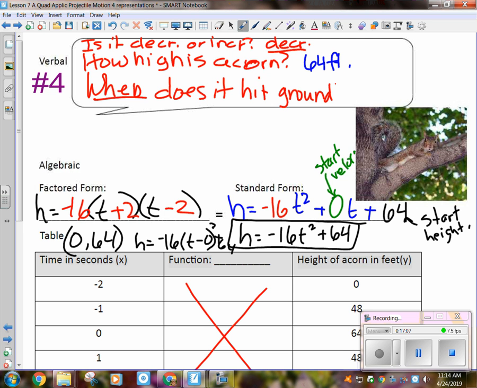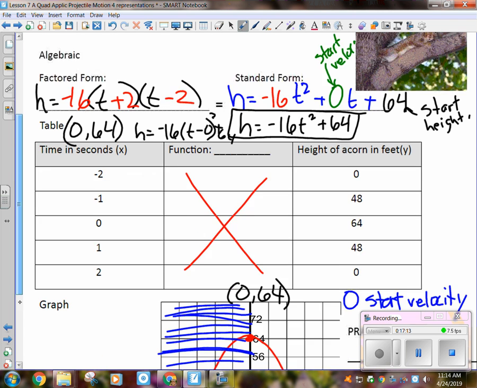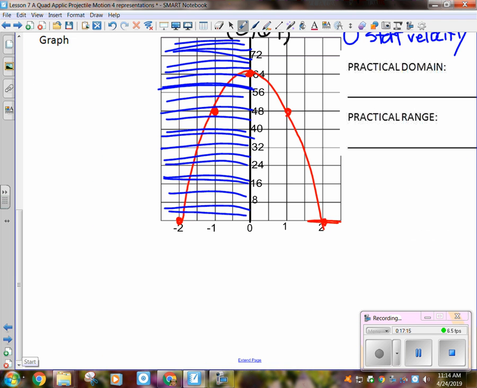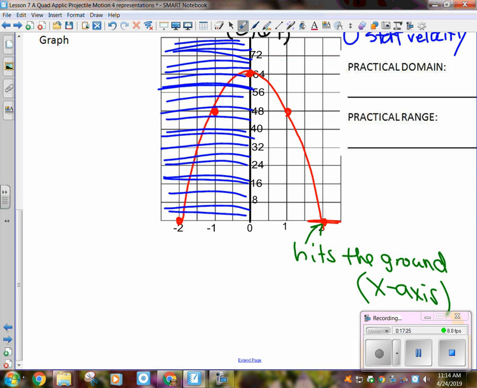2 seconds. How do you know it's 2 seconds? Guys, anytime it talks about hitting the ground, you're always down here. This is where it hits the ground. You're looking at where it crosses or touches the x-axis. If it says, when does this hit the ground, always go to the x-axis and just hit that point. Everybody okay with this one?